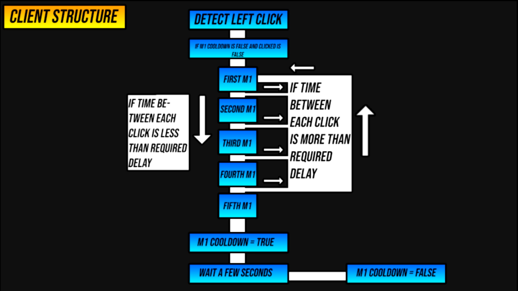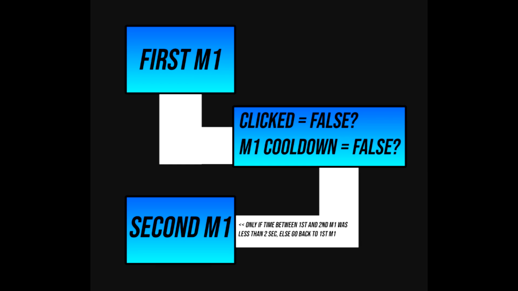If those conditions are fulfilled, then we will move on to the next stage, which is execution of the animation, setting the clicked variable to true so that we know that an M1 is currently in progress, and sending a signal to the server side so that we can cast a hitbox, deal damage and stuff, but more on that later on. So then if the player presses the left mouse button again, the code will again detect it, check if the cooldown is false, and check if the clicked variable is false. If both of those are false, then it will do the second M1. The clicked variable is used to set the minimum delay between each M1, as I said before.